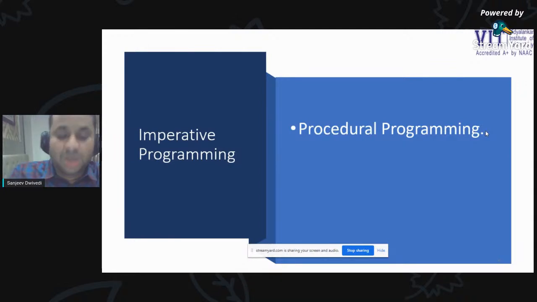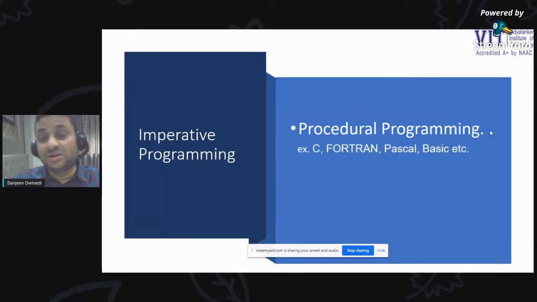Well, the programming languages that you have used, like C, Fortran, Pascal, Basic, these are all procedural programming. And what happens here is, we group the instructions into procedures. We split the code into smaller units called functions or procedures. Why do we do that? So it becomes easy for us to reuse, and the flow of execution of control is from top to bottom.